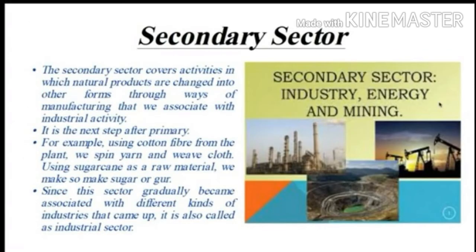Next sector is the secondary sector. The secondary sector covers activities in which natural products are changed into other forms through ways of manufacturing that we associate with industrial activities. It is the next step after the primary sector. For example, using cotton fibers from plants, we spin yarn and weave cloth. Using sugarcane as a raw material, we make sugar or gur.